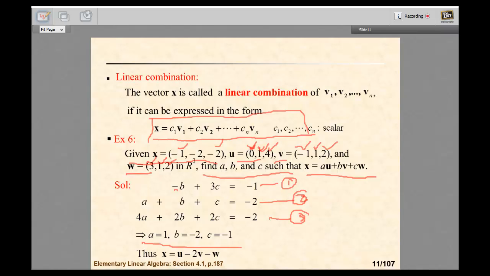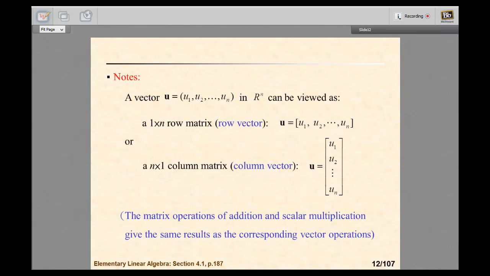So you put these values in this equation. In this equation, put these values: a is equal to 1, b is equal to minus 2, and c is equal to minus 1. So when you put these values, you will get x is equal to u minus 2v minus w. This is called the linear combination.